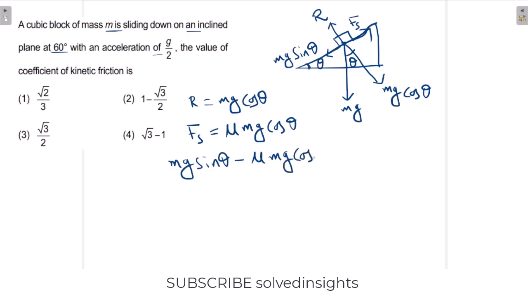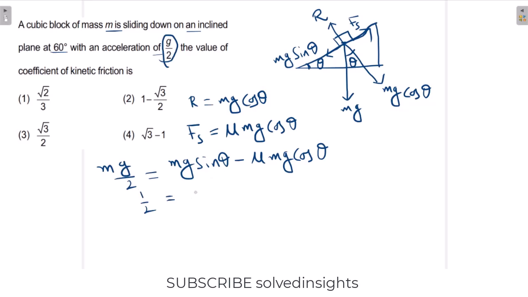This is the net force, and this is equal to mass times acceleration, so mass into acceleration a. And the acceleration here is g by 2. So, ma is equal to mg by 2. So, the net force according to Newton's law is equal to mass into acceleration, and the acceleration is given as g by 2. So, m and g cancel from both sides, and half is equal to sin 60 degrees minus mu cos 60 degrees. Now, theta is 60 degrees.